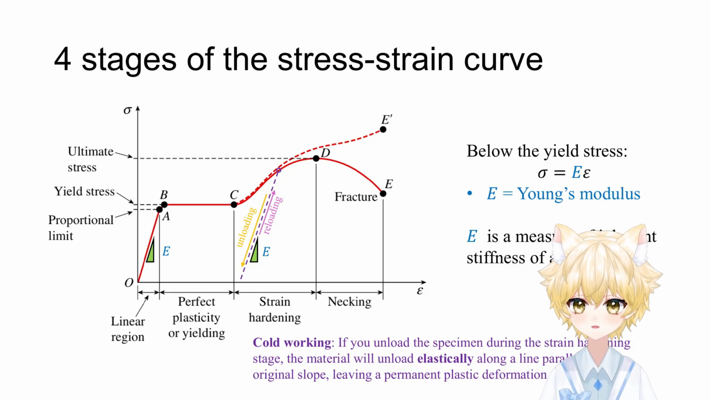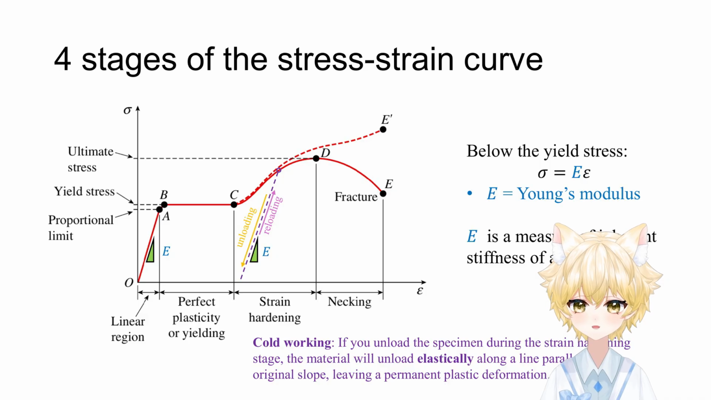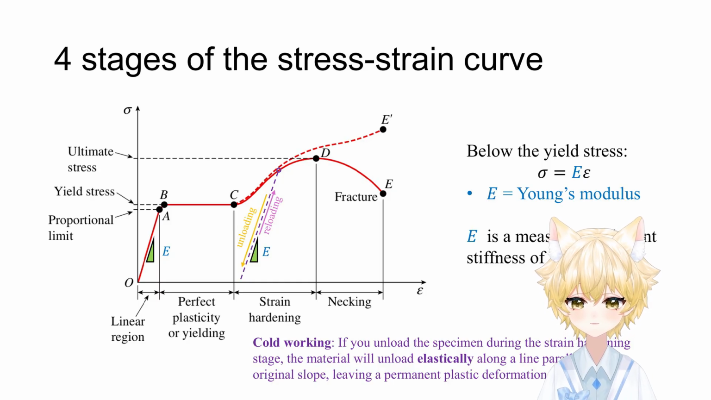After yielding, the material enters the strain hardening region. In this stage, additional plastic deformation requires increasing stress. The material becomes stronger as it deforms. This happens because dislocation density increases, and dislocations begin to interact and impede each other's motion.